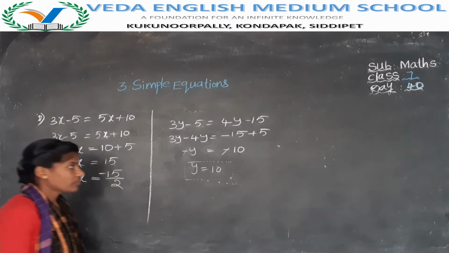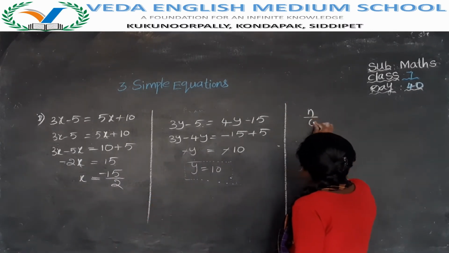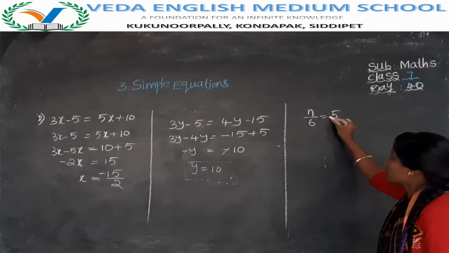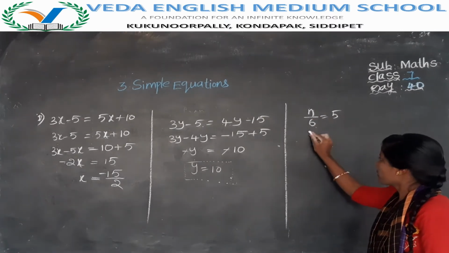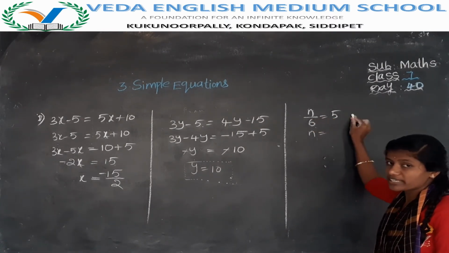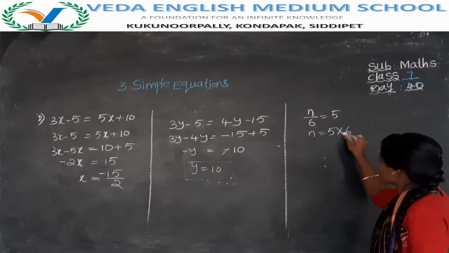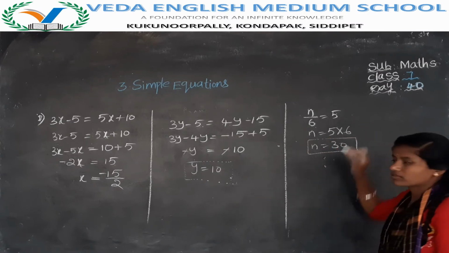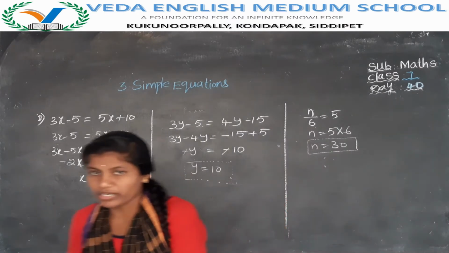Okay? For example, if you have n by 6 is equal to 5. Then what is the value of n? Now LHS side we have to write only n. Now this 6 is in division. When it goes to RHS side, it becomes multiplication. So 5 into 6. So the value of n is equal to 30. Like this, you have to find the solutions for simple equations.